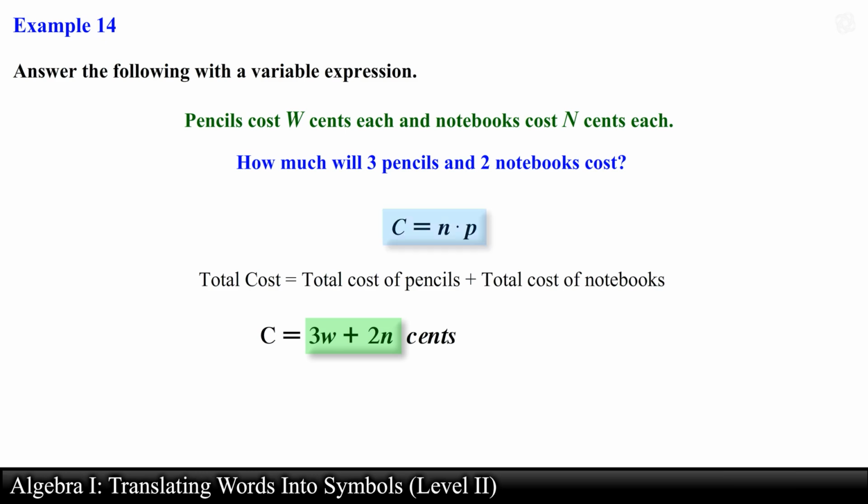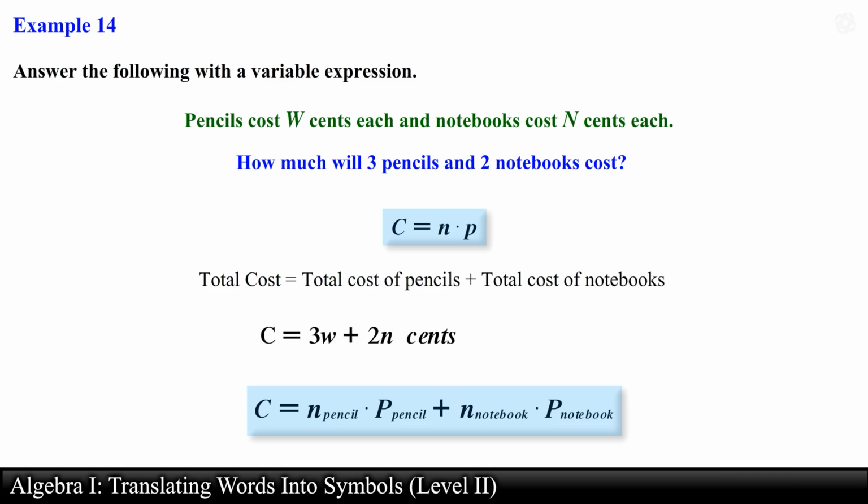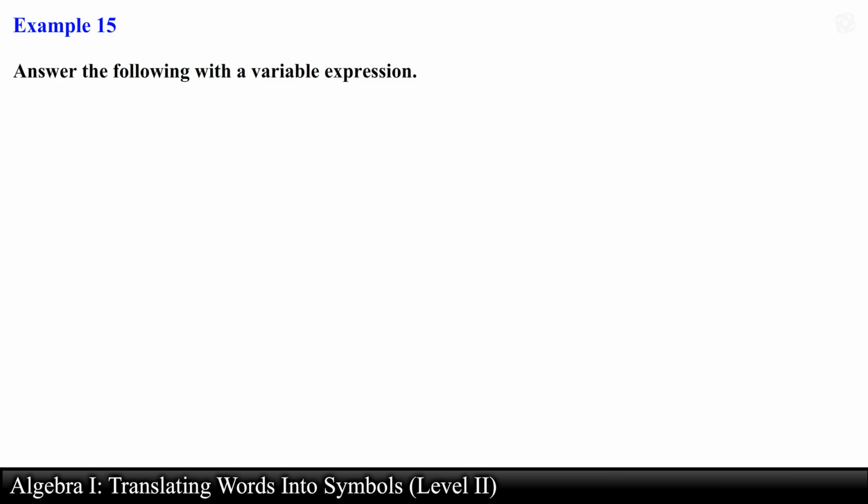Notice that the formula we used was a slightly modified version of the cost formula, because we had 2 different types of items, in this case pencils and notebooks. Make sure that you understand the problem before you blindly use a formula. Alright, let's work on the final example.